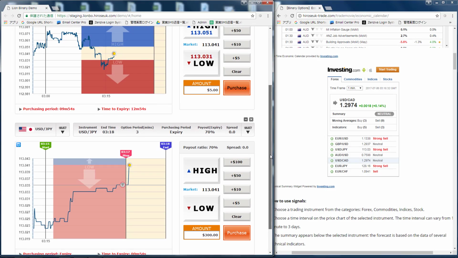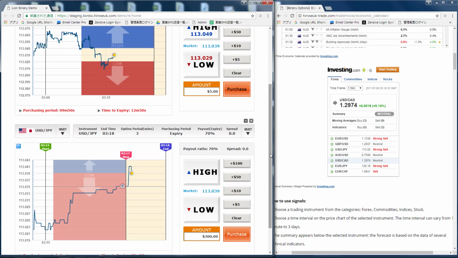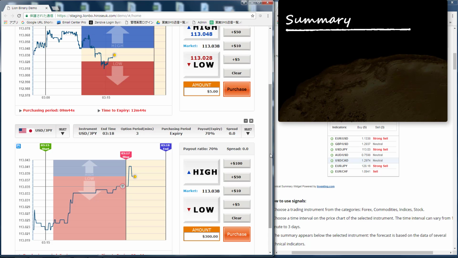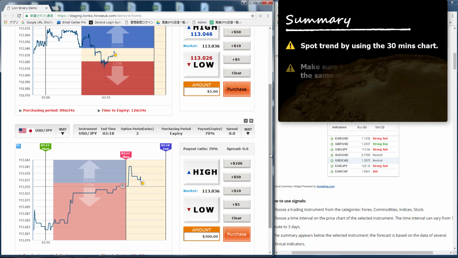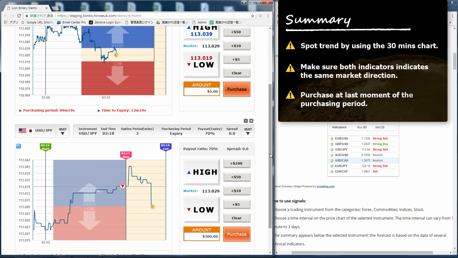Alright, so I just made my purchase, so now we will just have to wait, and I will use this time to sum it up again for you guys. So when you use this method, you always use the 30 minutes chart to look for the trend line. So once you confirm the trend, you have a look at the signal web page there on the right, and then if these two indicators match with each other, then it's a good timing to purchase. And the timing you purchase is where the price almost goes into the stop line. So yep, that's all you need to remember while you use this method.